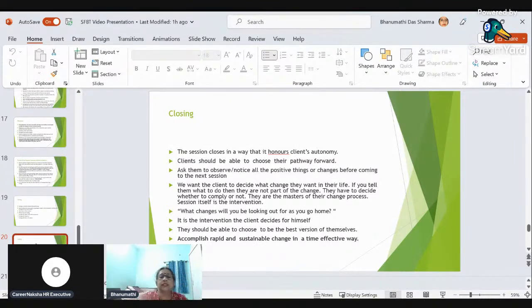Here every session is an intervention. You can ask them, what changes will you be looking out for as you go home? So they are doing the homework in the class itself. It's a classwork. Rather than asking them to do something at home, we will throw the ball in their court. What changes will you be looking out for as you go home? They will tell what changes, and now you better take responsibility and the credit for it. Pat yourself. That's it. It is an intervention.